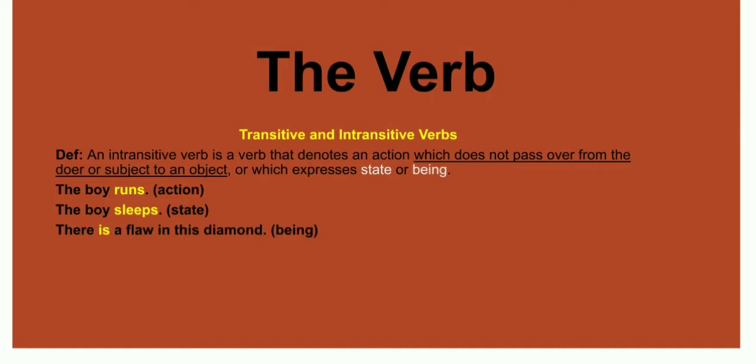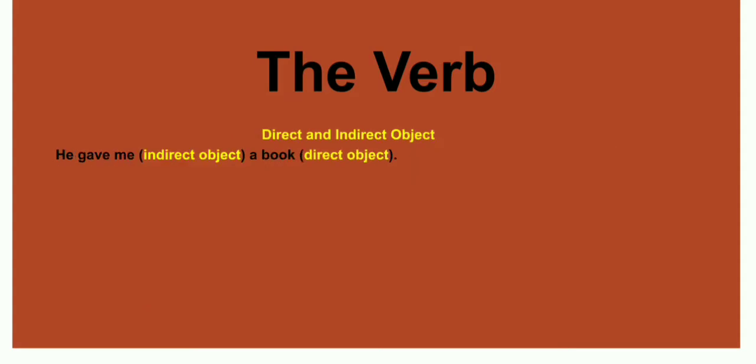And thirdly, we have the example, there is a flaw in this diamond. Here is shows the being of the diamond. We may say that a sentence cannot be completed without a verb. So here we have only is as the verb. It may not be considered a helping verb. It is the main verb or the ordinary verb which completes the sense of the sentence.